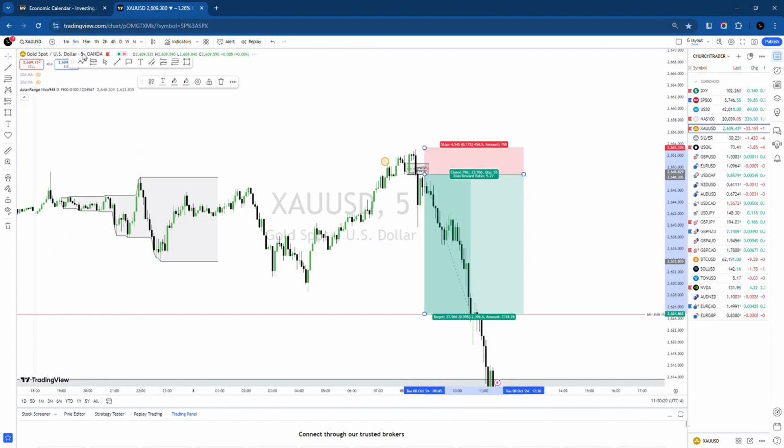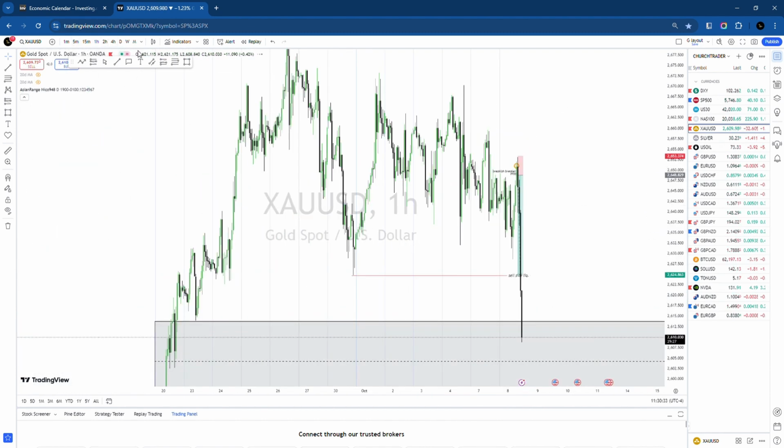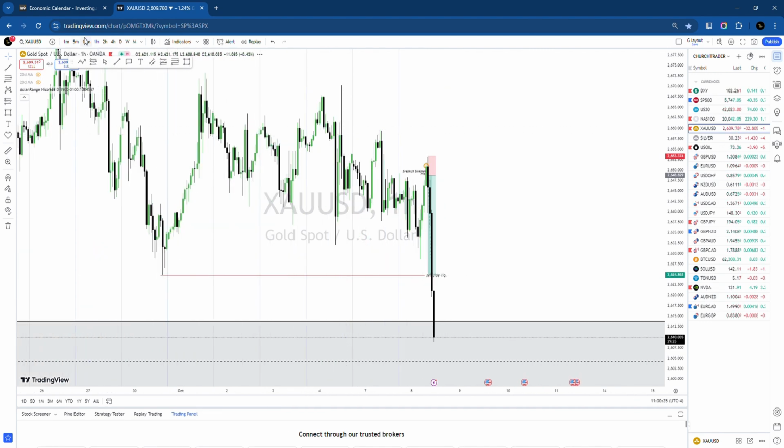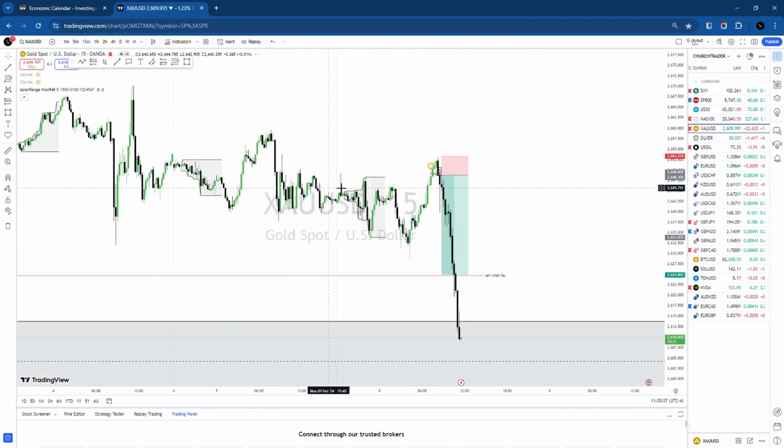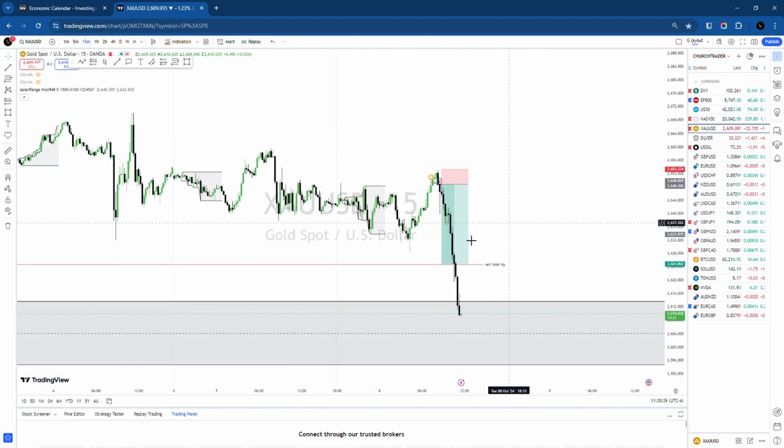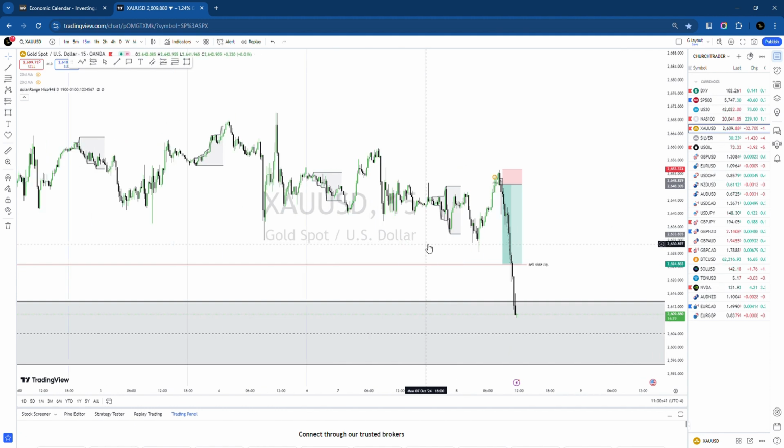trade. The gem here is that you always have to use your Asian ranges as a confluence and as a source of reference, and you are going to catch this kind of trades.